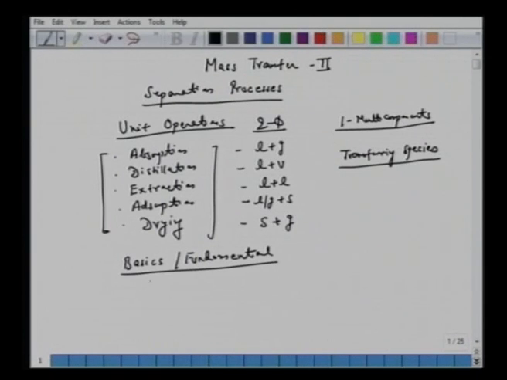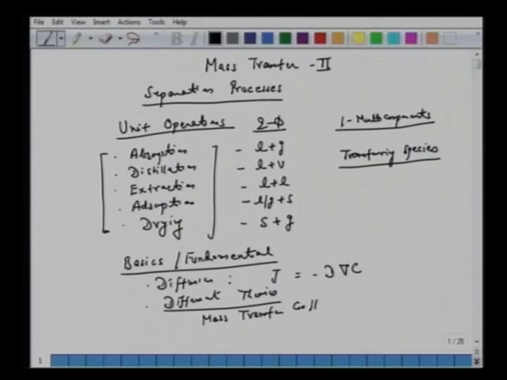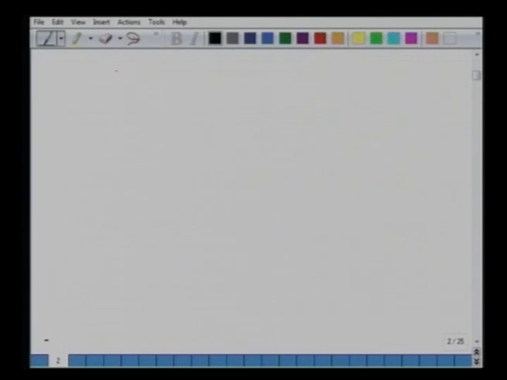Alright, so in this, if you recall, we started with diffusion. So we said Fick's law, flux is given by minus D into concentration gradient. Then based on the diffusion, we talked about different theories. We introduced a very important parameter, mass transfer coefficient. Based on this definition of mass transfer coefficient, we talked about the flux rate, so at what rate a certain transferring species is getting transferred from one phase to another phase.